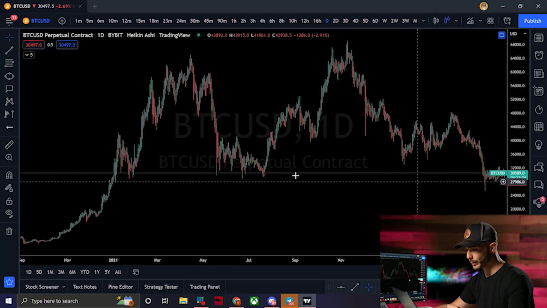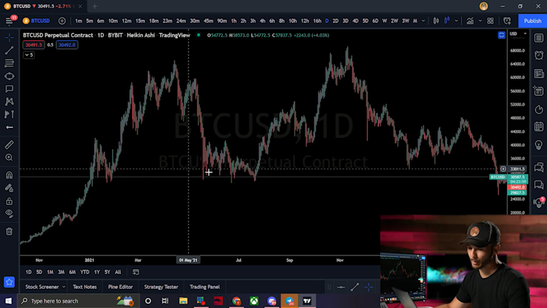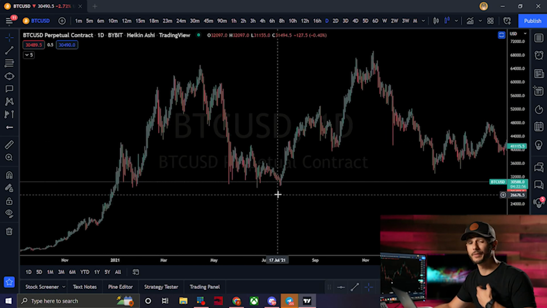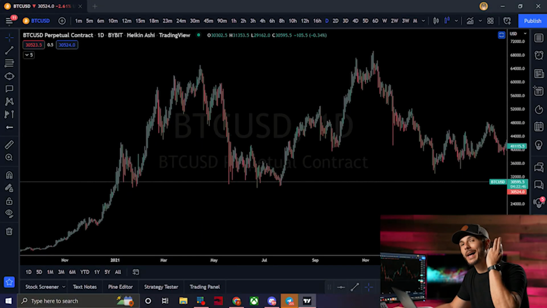The Wyckoff cycle has four distinct phases: accumulation, markup, distribution, and markdown. So let's jump into the charts so we can go back in time and I can show you guys the different phases of the Wyckoff distribution pattern. Let's get into it. So guys, here we are on the Bitcoin daily chart. And I just kind of want to point out to you guys the different phases of this Wyckoff distribution pattern. And as we talked about, there are four different phases: accumulation, markup, distribution, and markdown.